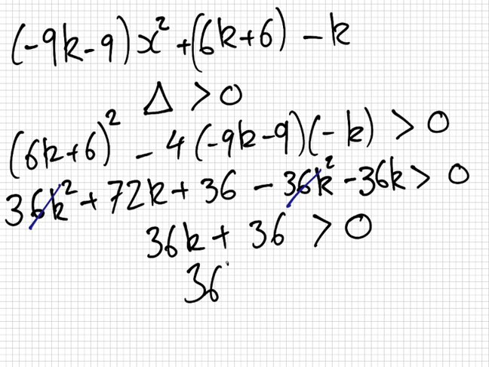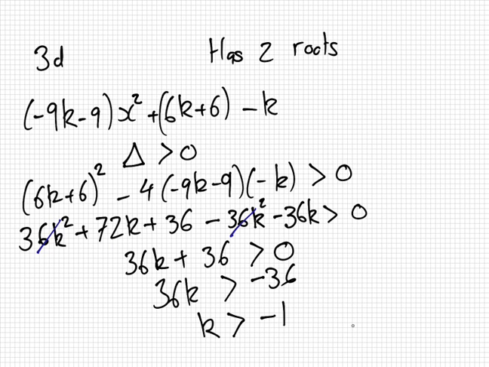So then 36k must be bigger than minus 36. So k must be bigger than minus 1. So in this example, for this quadratic to have 2 roots, it must be that k is more than minus 1. So I can't know the value of k, but I can know it must be more than minus 1. And that's all I can know.